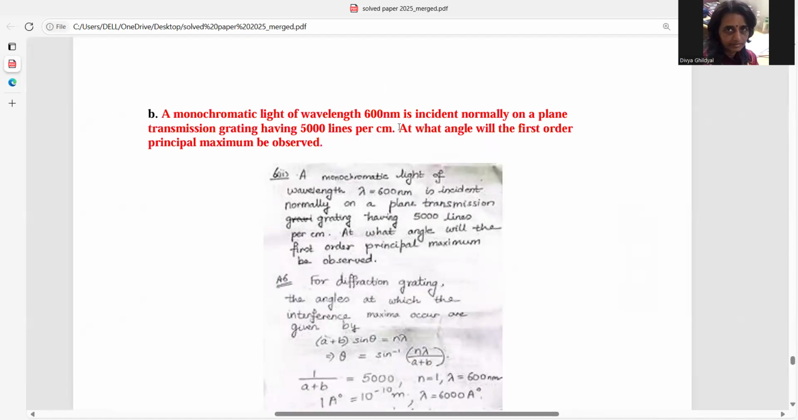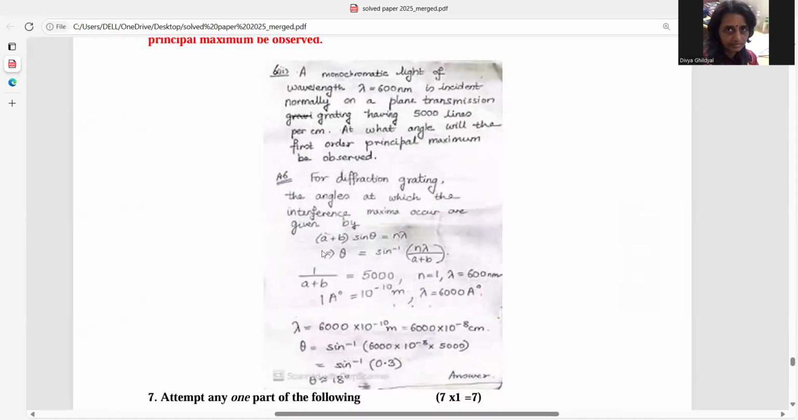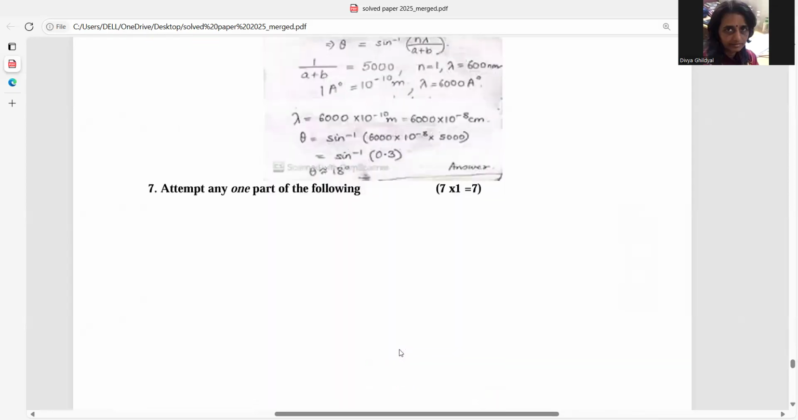Next, monochromatic light of wavelength 600 nanometer. This nanometer has to be changed to meter, or change it to angstrom, which will be a better option. At what angle? So (a plus b) sine theta is n lambda. Theta is sine inverse of n lambda upon (a plus b). 1 upon (a plus b) is 5000. N is 1, lambda is 600 nanometers. 1 angstrom is 10 to the power of minus 10 meter, so lambda is 6000 angstrom. I put these values and approximately I get my answer as 18 degrees.